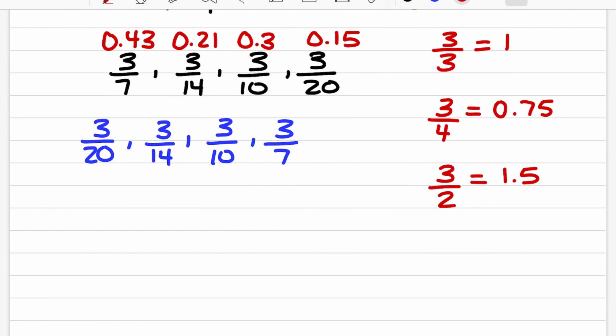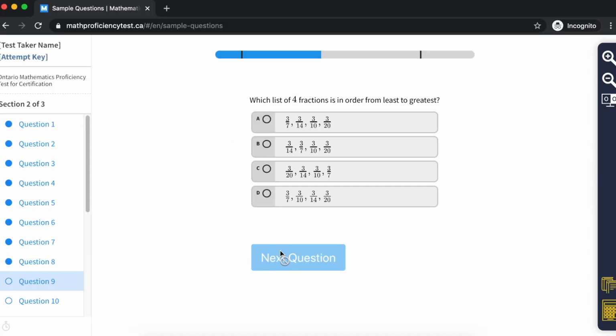You can put a 0 on the 3 if that helps you to know that it's more like a 30 than just 3. But essentially, the answer is still going to be the same. So we can choose D and move on to the next question.